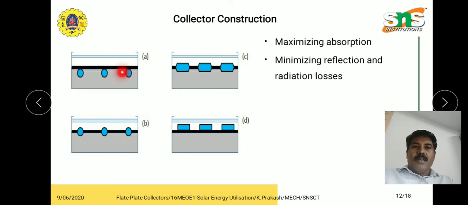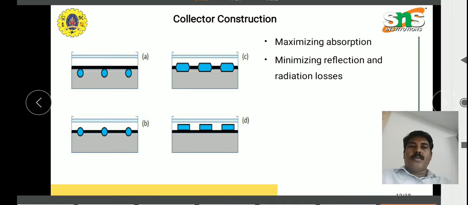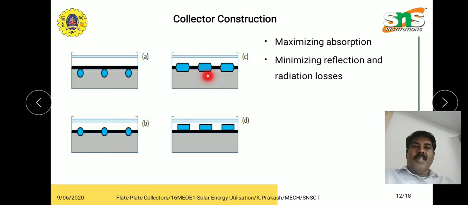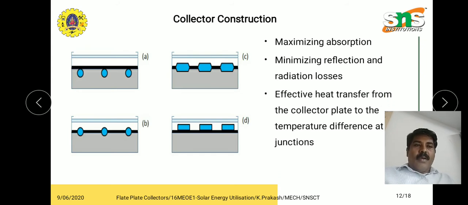So here the major drawback is that when the surface area is circular, the flow will be smooth, whereas when the area is curved or has edges, the flow is affected. This is the major thing we have to consider in these collector constructions. Effective heat transfer is made from the collector plate by the temperature difference at the junctions. That is why this setup can be made and tested to get higher efficiency.